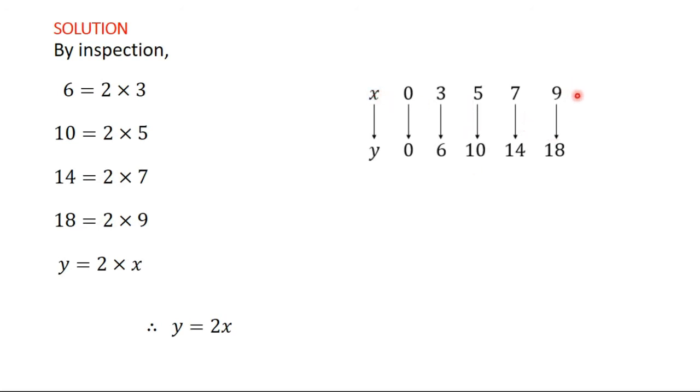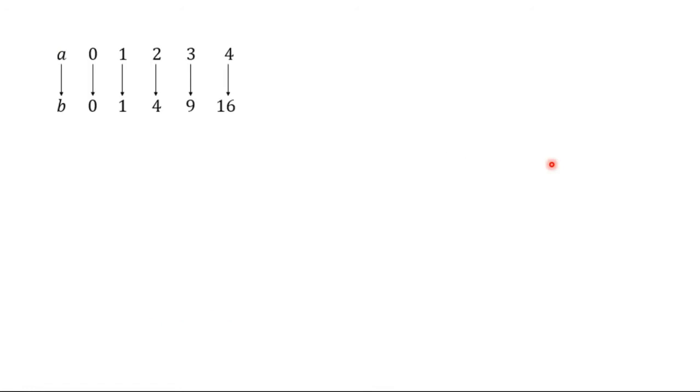So if the next one is 9, if the next one is 11 or 12, all you need to do is to multiply that with 2 and you are going to get this. We saw this by inspection. That is why we say that we are doing it by inspection. So the rule is Y is equal to 2x. Let's look at the next one.